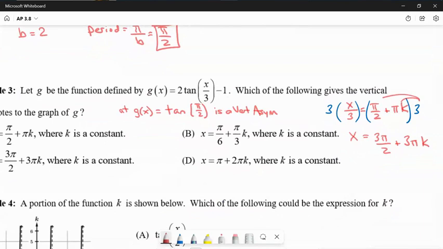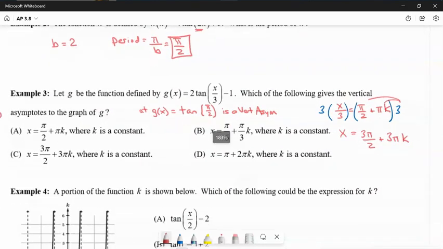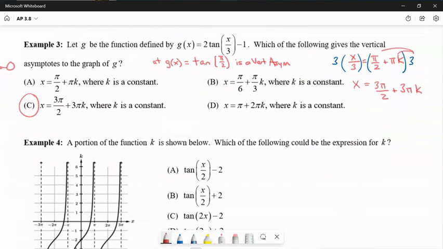All right, and so our answer here will be C. This is where the vertical asymptotes will be for this function here. All right, so you'll get quite a few practice problems on that kind of problem on your homework.